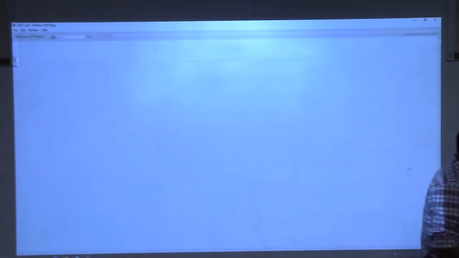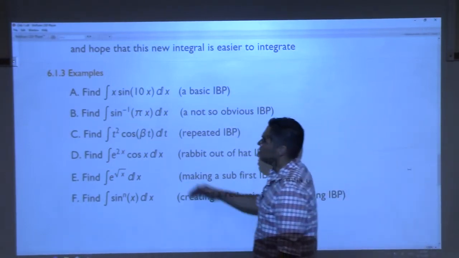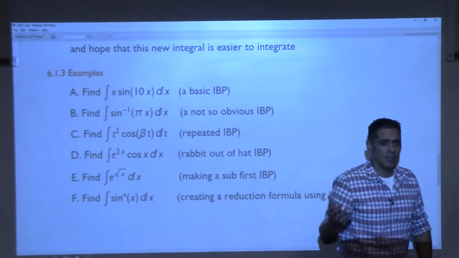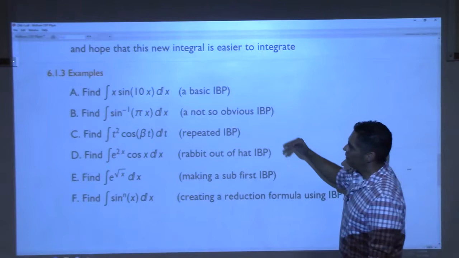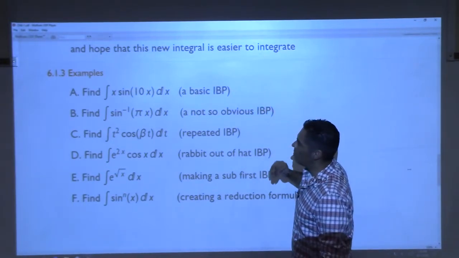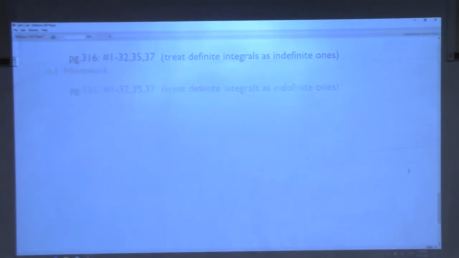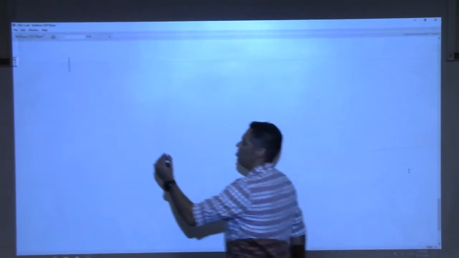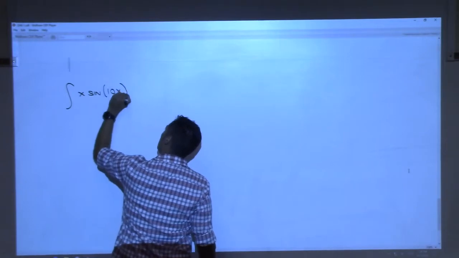Now, what we're going to do is I have a whole list of problems that I want to do: A, B, C, D, E, and F. I think it's important to go through each of these because they each contain their own little element that makes them unique. They all require integration by parts. But the first one's going to be very basic, almost exactly the problem we just did, except now I have a 10x inside the sine function. So we want to integrate x sine 10x dx.